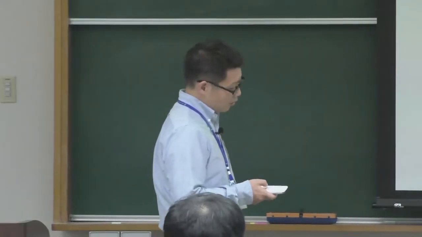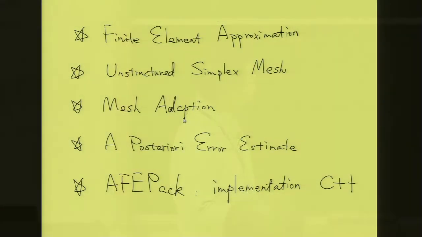To do this kind of mesh adaptation, we need a posteriori error estimate. It will tell us how to refine and coarsen the grids. And the code is based on a finite element package, a C++ code for adaptive finite element.